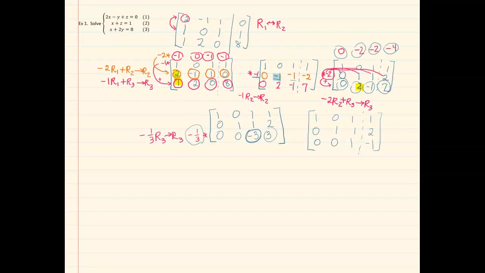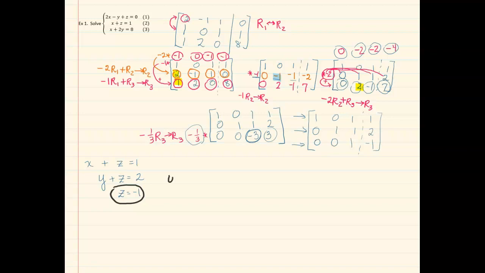So here we go. From here, we can rewrite our statements as, I'm going to do the third row. That third row is z is equal to negative 1. This second row says 0x plus 1y plus 1z is equal to 2. And the top row says x plus z is equal to 1. So we're going to use backward substitution to solve this one.